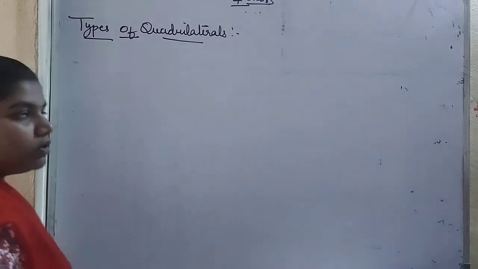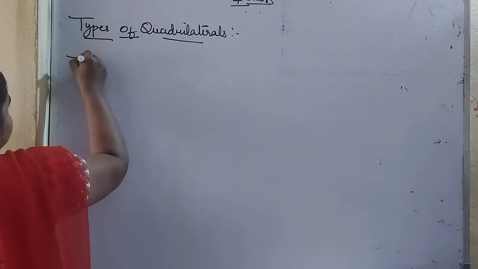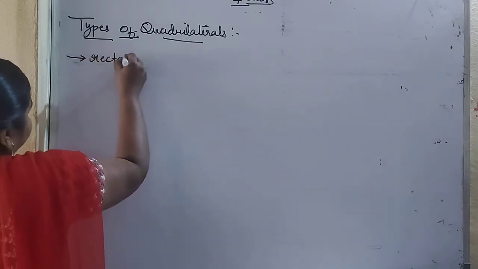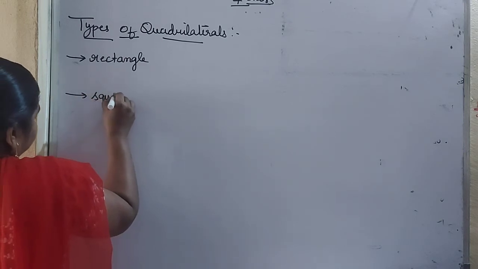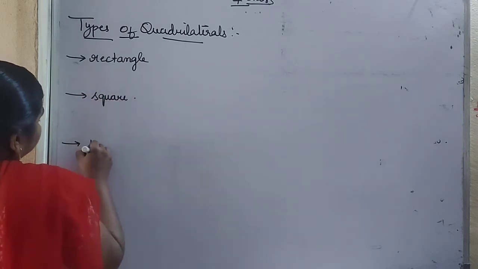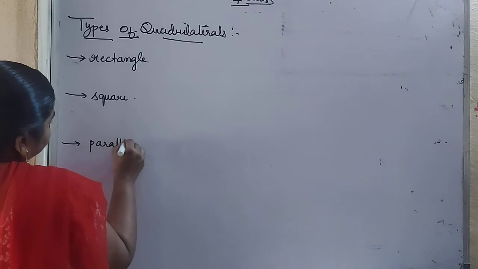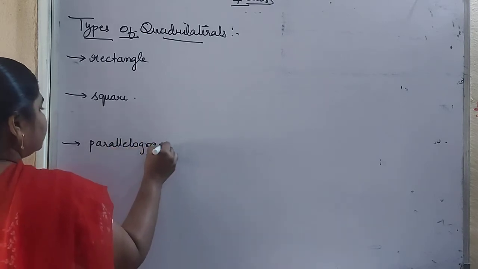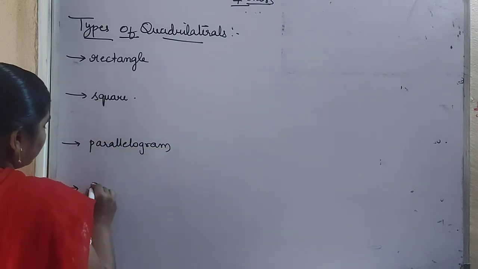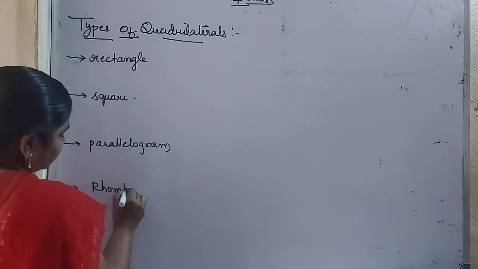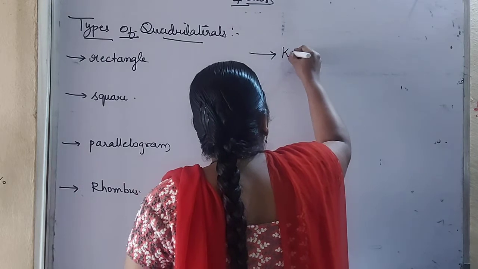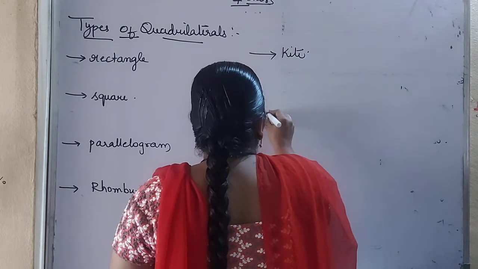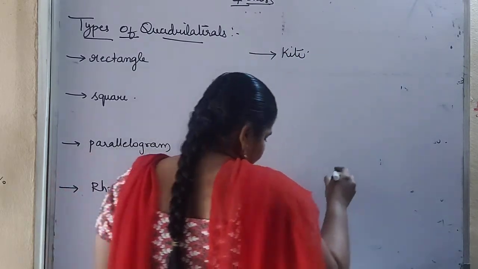So what are the types of quadrilaterals? The first one is rectangle. The second one is square. Third is parallelogram. Fourth is rhombus. The fifth one is kite. And the last one is trapezium.